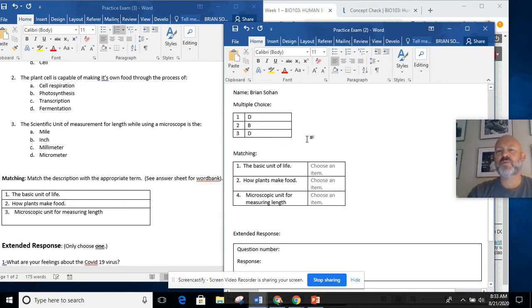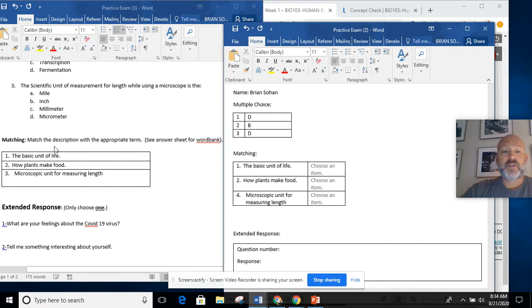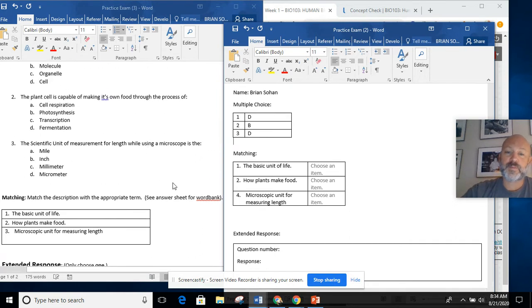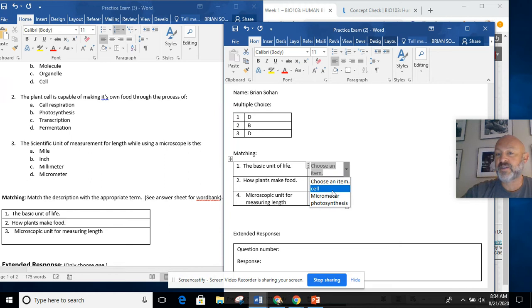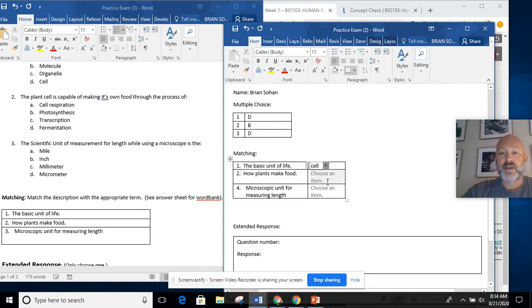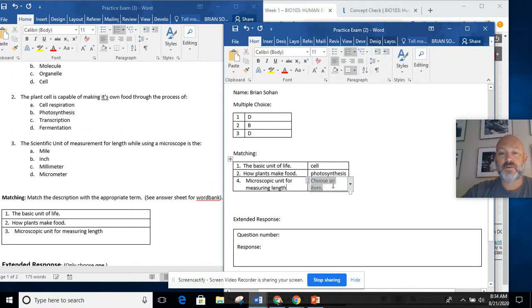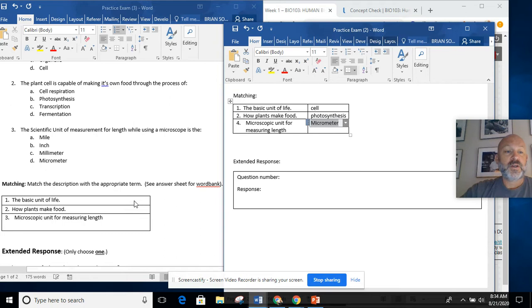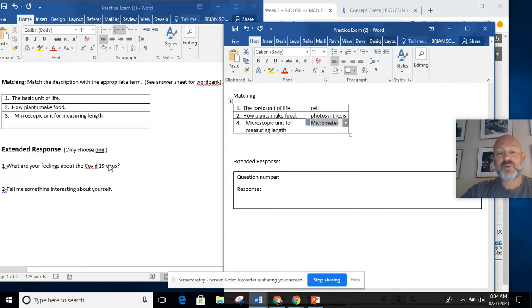So this is how we do the multiple choice. Same thing with the matching. If I put matching on the questions, I put the same thing on the answer sheet, so we don't really have to go back and forth. The basic unit of life, again, according to this up here, is the cell. So I would choose the answer for matching the same way. Cell. How plants make food? Photosynthesis. The unit of length under a microscope, micrometer.